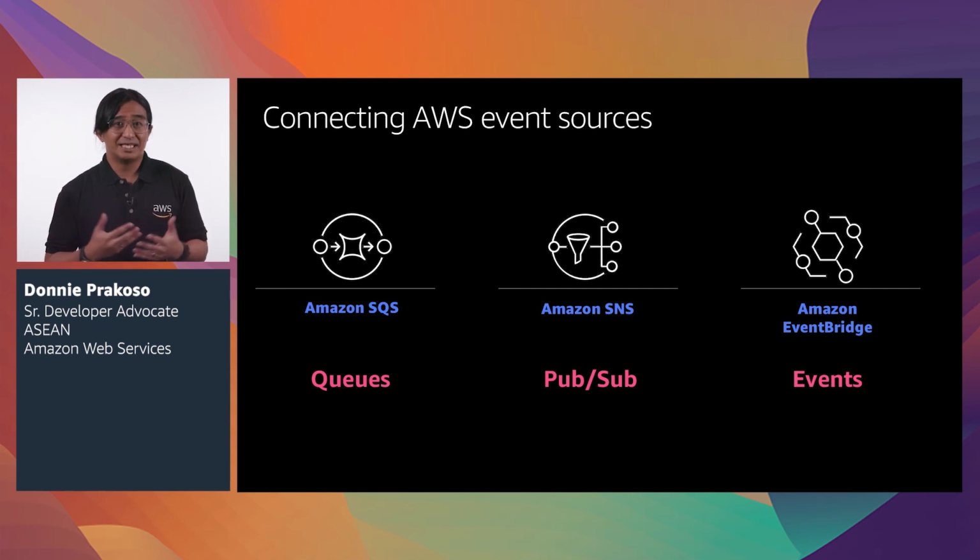EventBridge uses a predefined schema for events, and it helps you to select and filter events, while SNS topics are agnostic to the event schema. So let's see Amazon EventBridge in action.